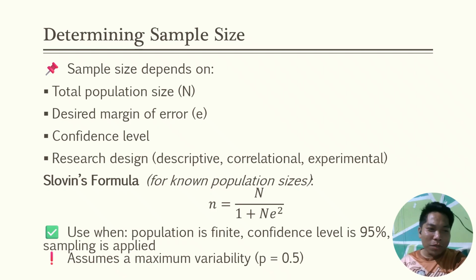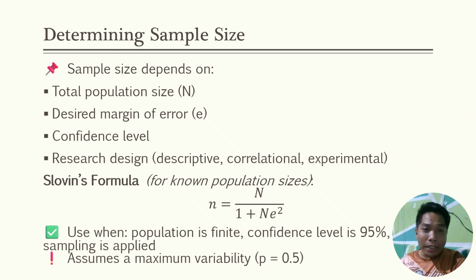So that's one of the most common problems we face when we do research: the actual number of participants you need in your study. The answer depends on several factors: the total population size, how precise you want your results to be, and how much variability you expect.